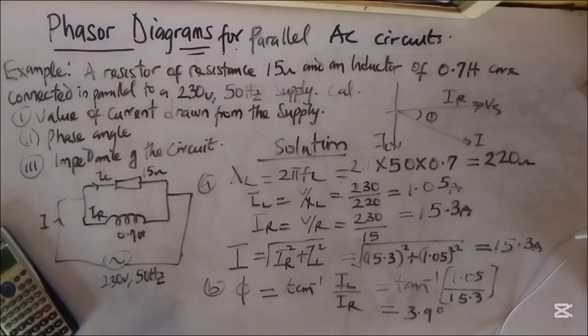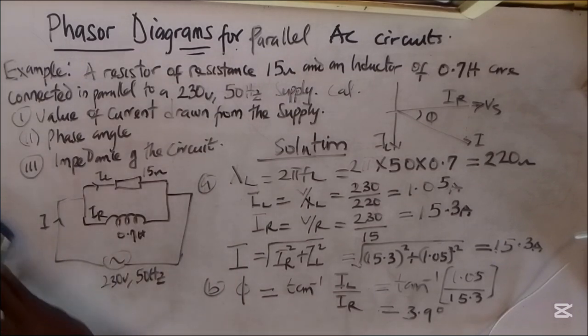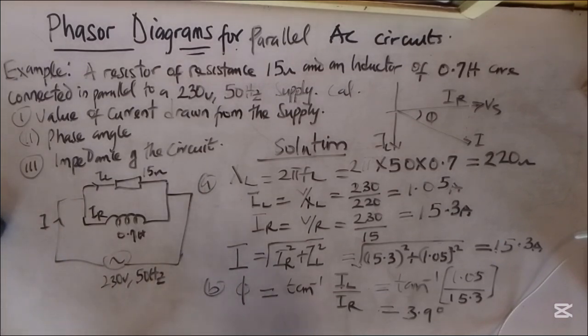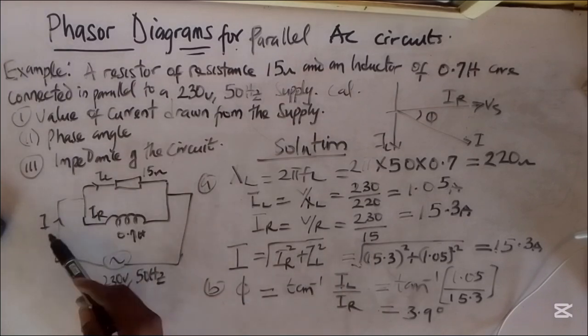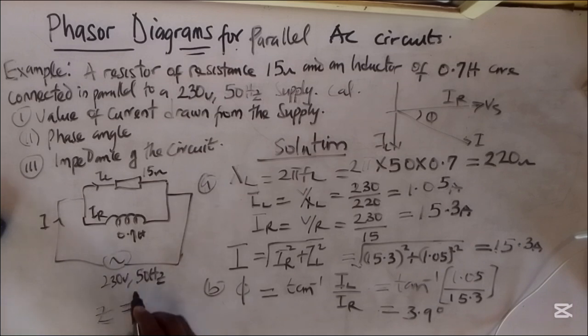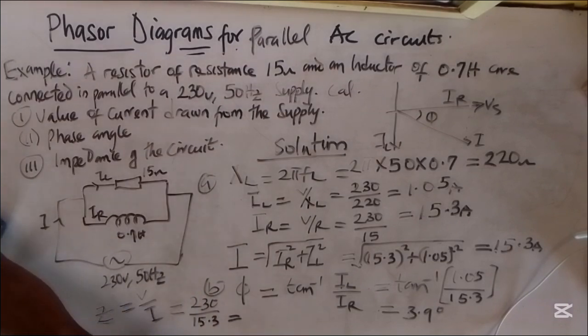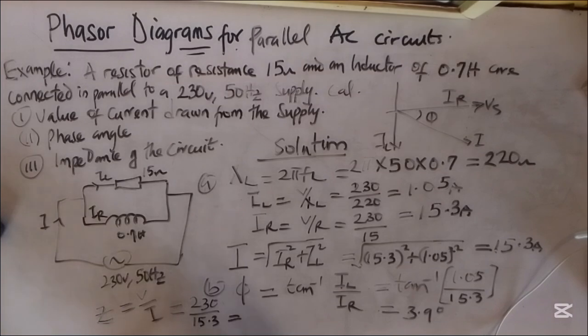Finally, we are asked to look for the impedance of the circuit. It's easy to get the impedance of the circuit by simply substituting the value of current and voltage. So impedance is equal to V over I, which is the same thing as our V, 230, over I, which is 15.3. So this will give us 15 ohms. That will be it.